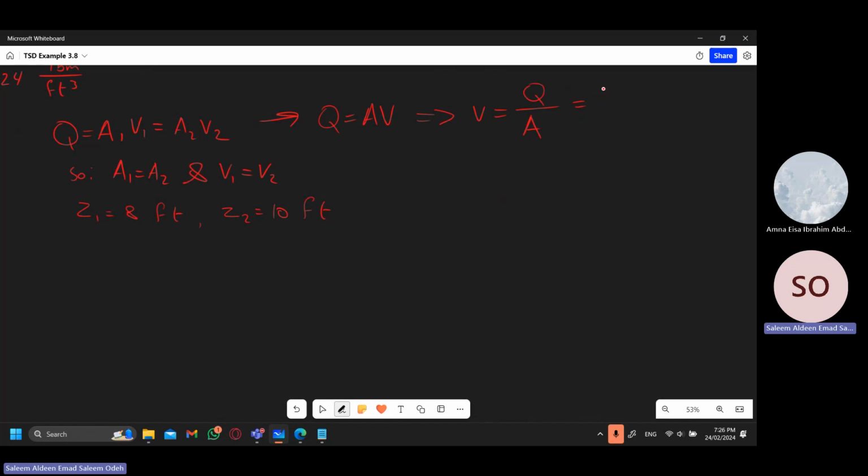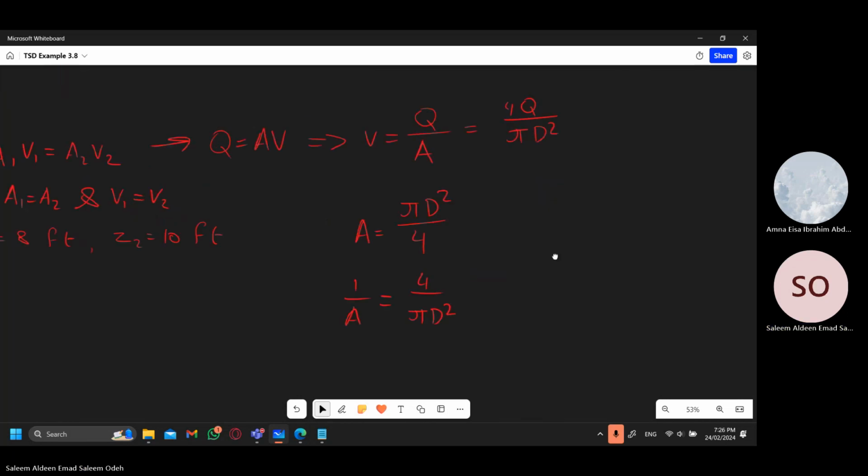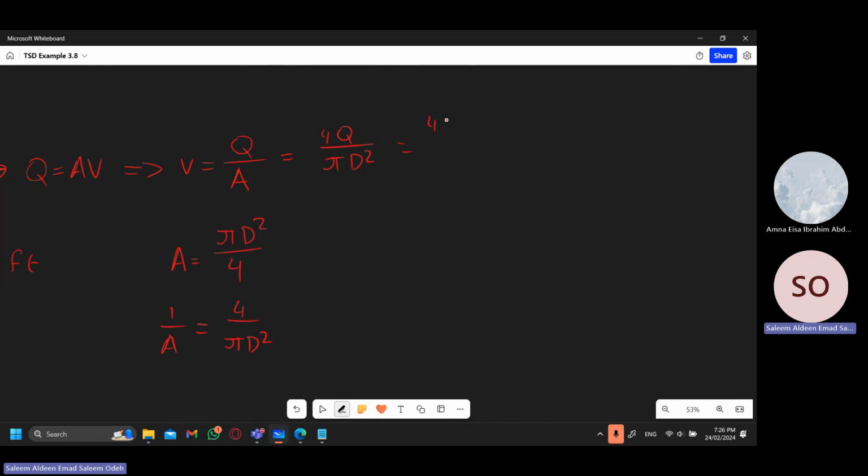We know what the value for Q is, and we know that the surface area of a cylinder is pi d squared over 4. So 1 over A would just be 4 over pi d squared. If you plug these two in, since A is in the denominator, you will get 4Q over pi d squared. Plugging in the value, 4 times 0.3, which is the value that the question gave us, over pi d squared, can finally be written as 0.382 over d squared.